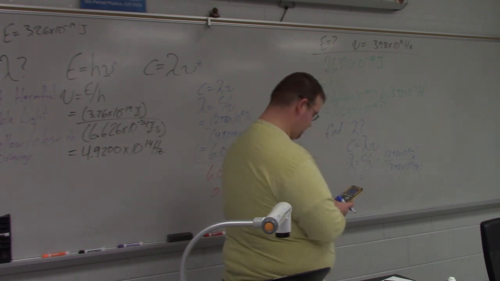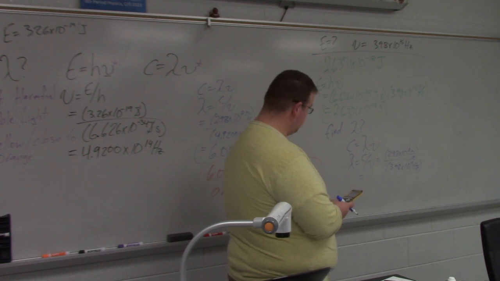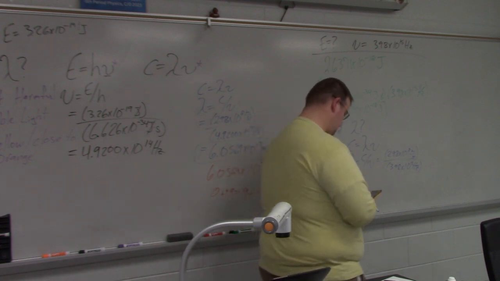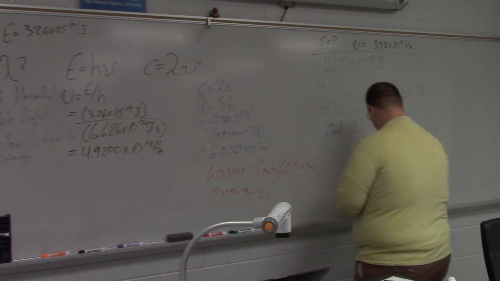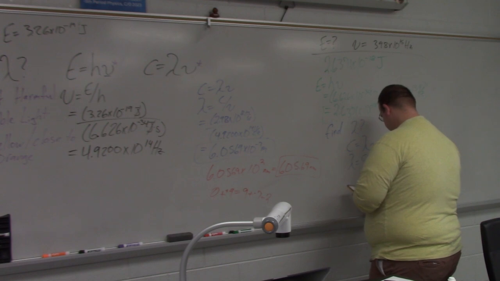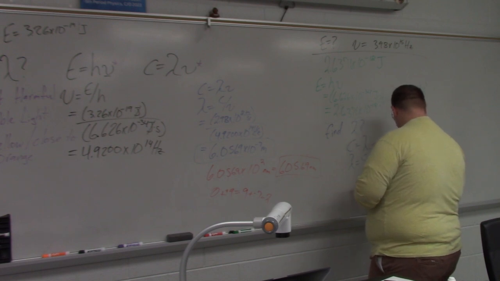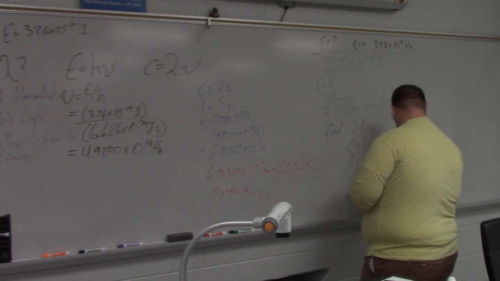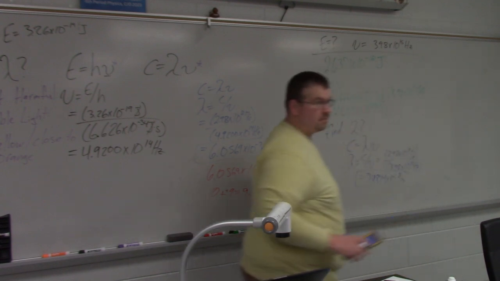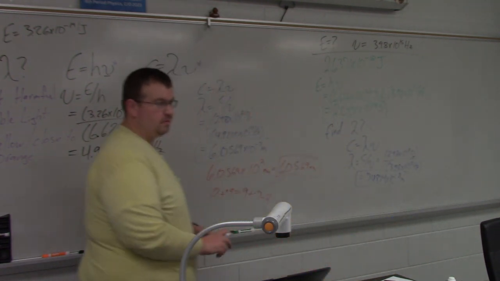That's not what you got. What'd you get, Kenzie? 7.4 times 10 to the negative 8. Say that again. 7.48. Can you show me your problem? You just divide. I did divide.